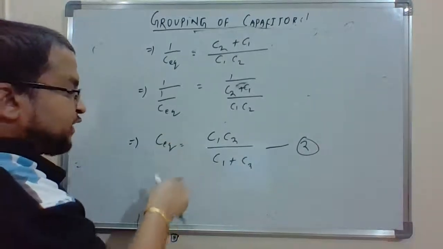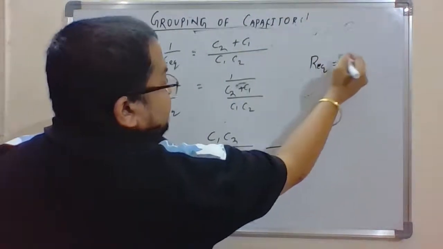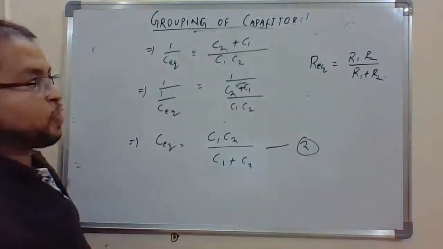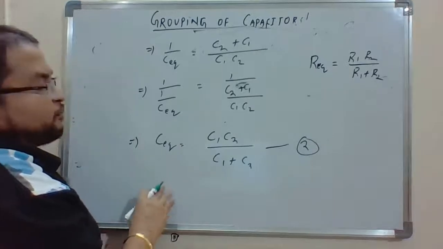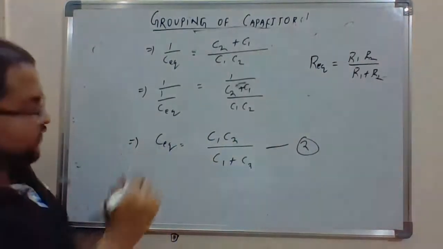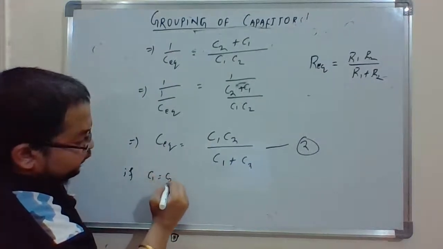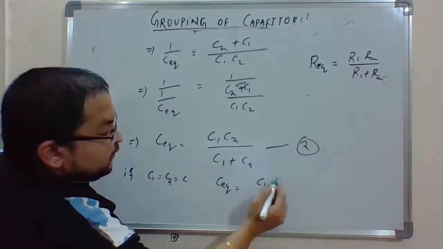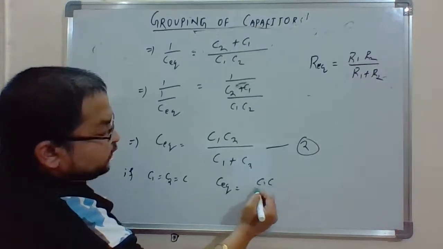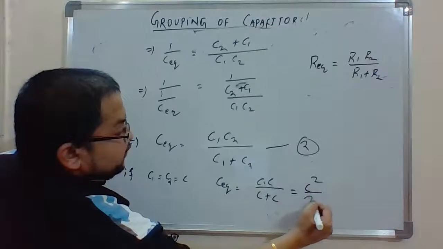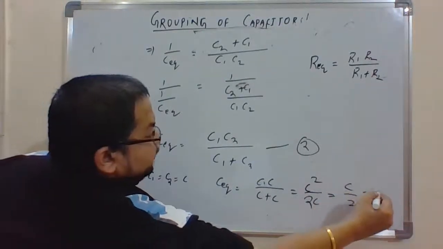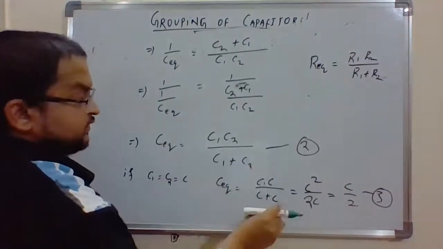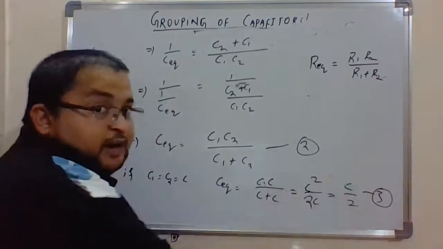In resistors, when resistors were in parallel, your R equivalent was coming up to be R1 R2 by R1 plus R2. In capacitance, it's just the opposite. So when capacitors are in series, the equivalent capacitance becomes C1 C2 by C1 plus C2. And obviously, if C1 equals C2 equals C, then your C equivalent will be how much? C into C by C plus C, that is C square by 2C, that is nothing but C by 2, right? So if two capacitors of the same capacity are connected in series, their equivalent capacitance becomes C by 2, or half of it.